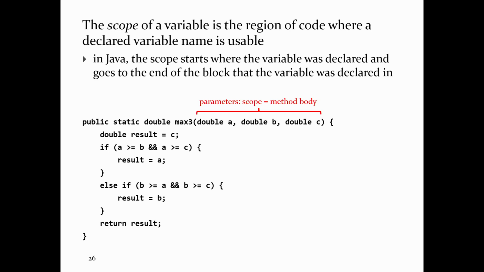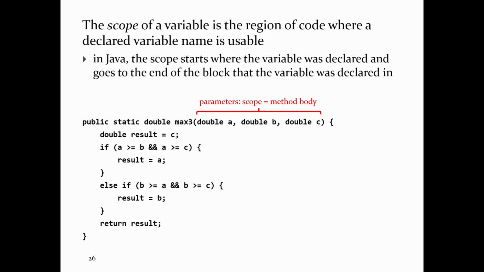There's this notion of scope in Java. The scope of a variable is the region of code where the variable is usable. If you declare parameters for your method, then the scope of those variables is the entire body of the method. So A, B, and C are usable throughout the entire method. Outside the method, they're not usable, but inside the method, they're usable everywhere.